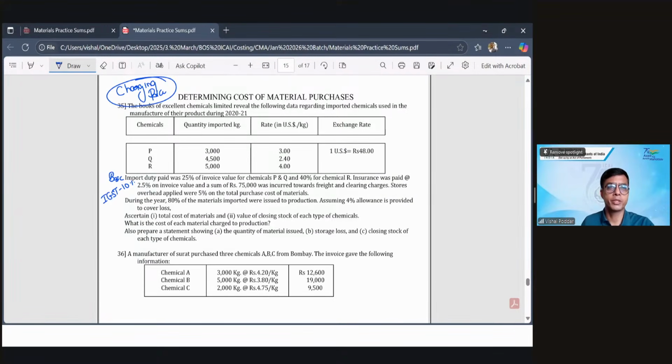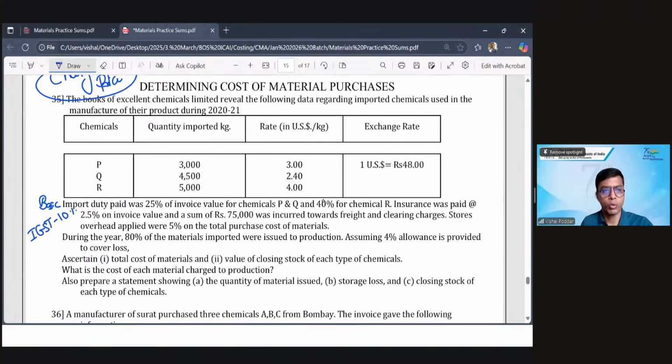Now, if this is clear, let us solve this question. What are they asking us to do? I hope you all have taken the screenshot of this. They are asking us to prepare a statement which will give the quantity of material which I have issued, meaning used in my production, losses, if any, and closing stock of each type of material. What they want to find out, our main question, is the cost of each material which is charged to the production. In short, they are asking me to find out the material charging price. Plus, I have to find out total material cost, the value of closing stock, etc. So in short, all relevant calculations will be done.